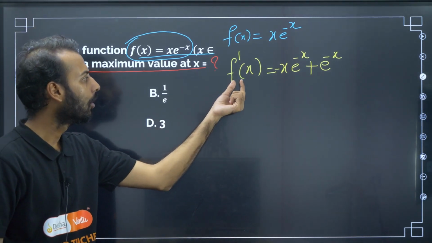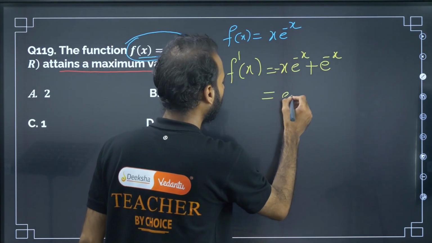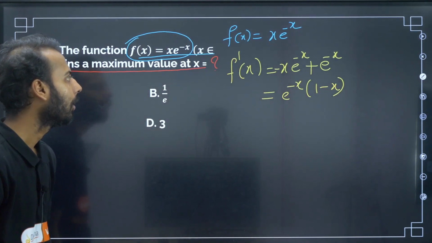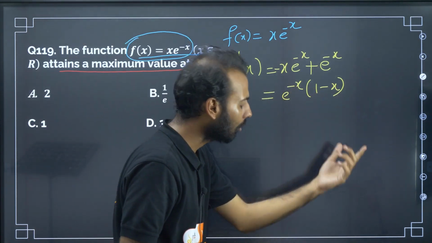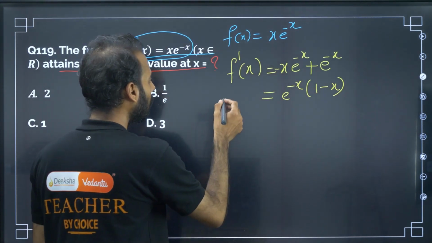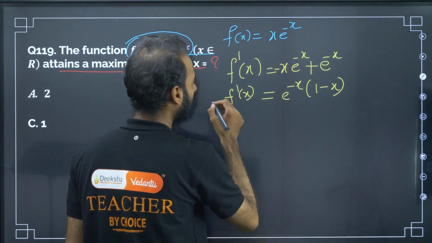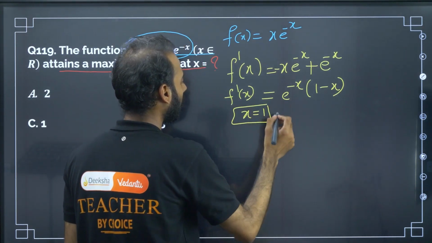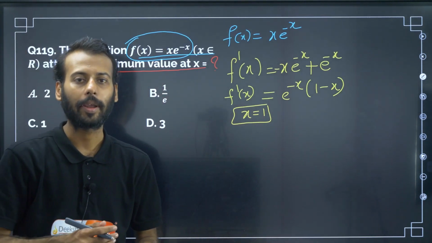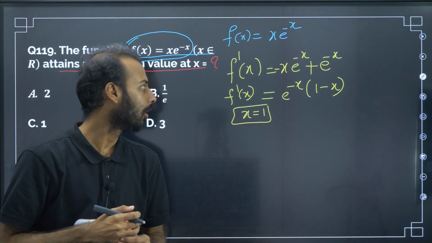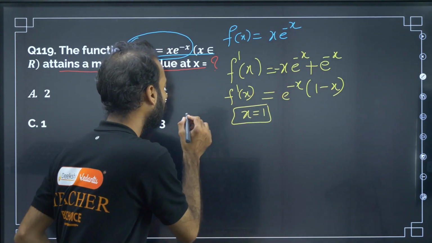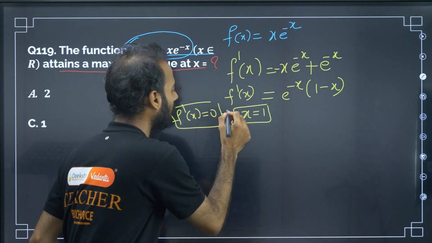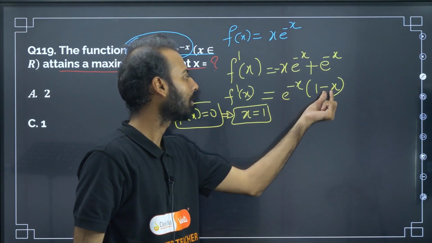This is the first derivative. Also this e raised to minus x, if I take common, I am left with 1 minus x. So f dash of x, we have to equate it to 0. Why should we do this? As per the algorithm of how to find maximum value or minimum value, just equate f dash of x equal to 0. F dash of x equal to 0 implies x is equal to 1, because 1 minus x has to be 0.